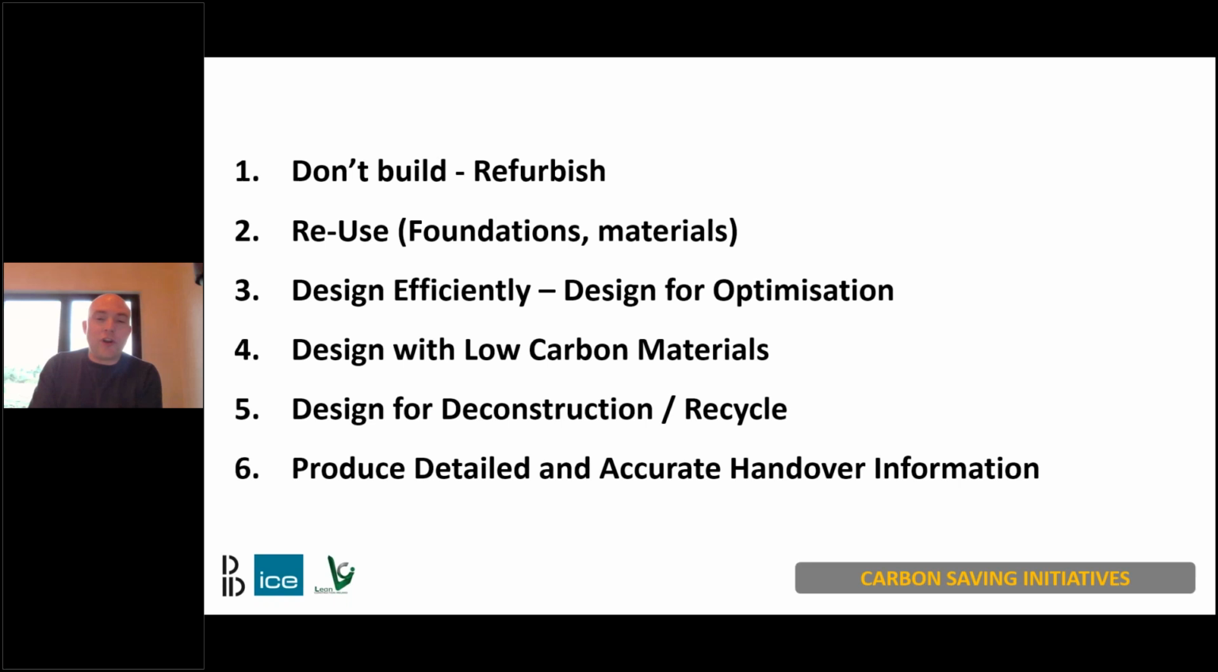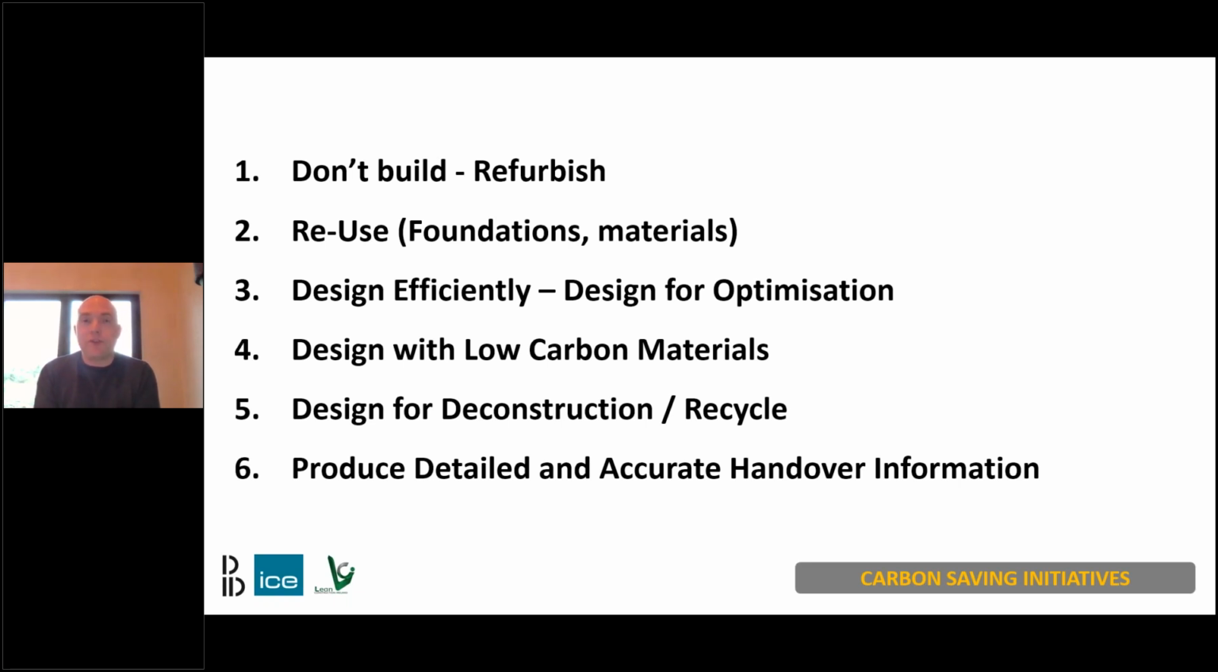Design efficiently and design for optimization. I'll come on to that in a little more detail. Design with low carbon materials as well. There's lots of research into brand new low carbon materials such as graphene and other futuristic materials. But it's not just that. It's looking at the likes of timber, for instance, and things like cement replacements as well. It's not about saying yes, we could do that, but actually bringing those materials to the forefront of our designs.